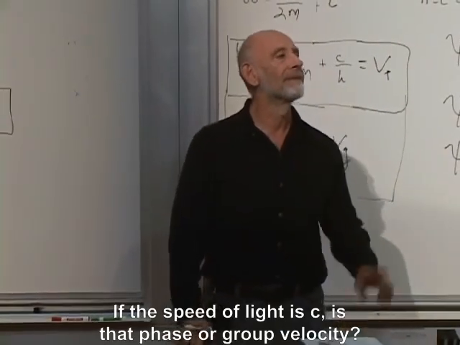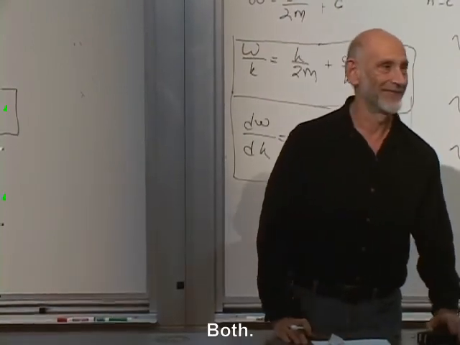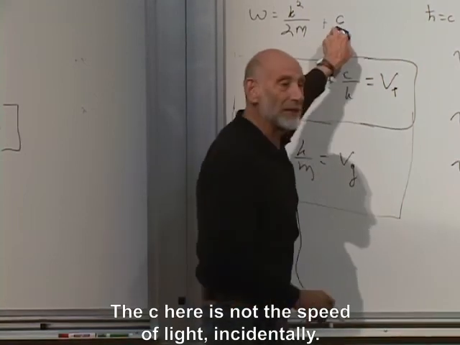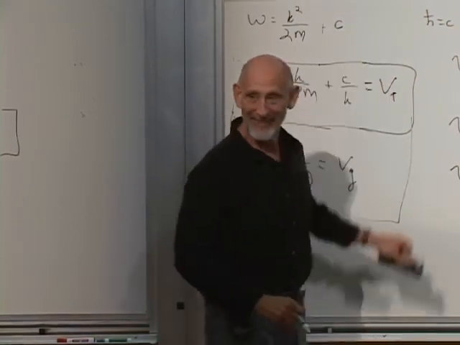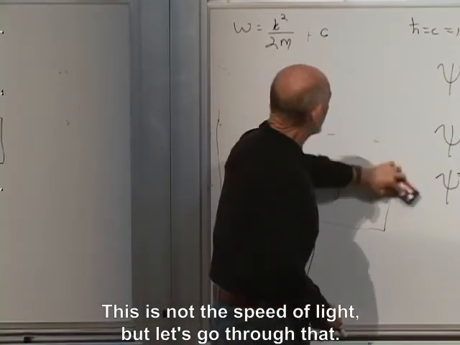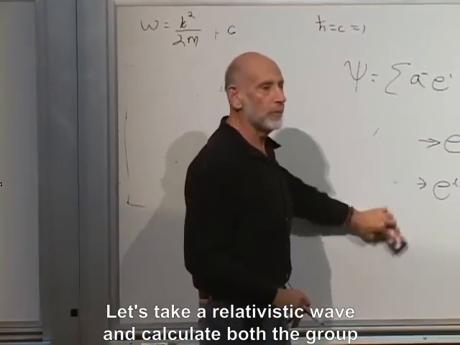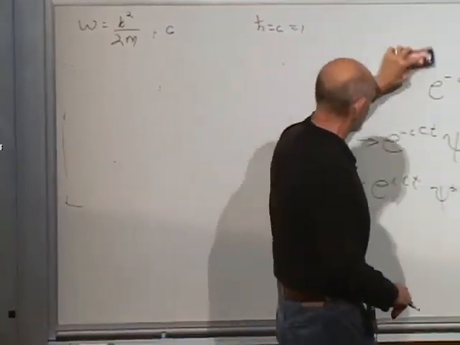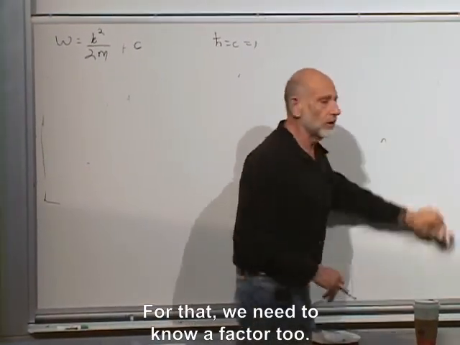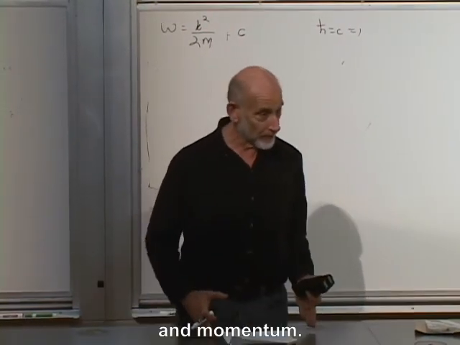When they say the speed of light is c, is that the phase or group velocity? Okay, both. Let's go through that and see why that's true. This c here is not the speed of light, incidentally. Let's take a relativistic wave and calculate both the group and phase velocity. For that we need to start with the relationship between energy and momentum.